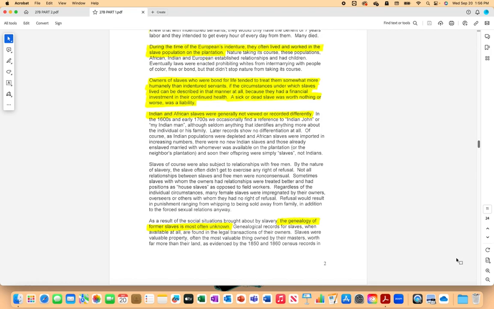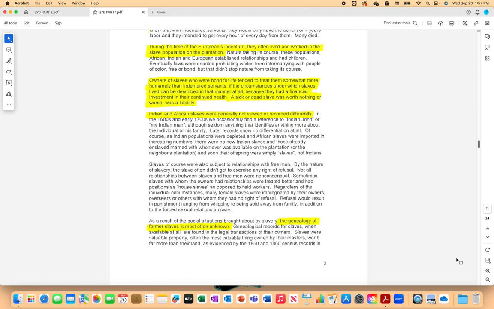During the time of the Europeans' indenture, they often lived and worked in the slave population on the plantation. Slave, worker, laborer, employee. Owners of slaves who were bond for life tended to treat them somewhat more humanely than indentured servants, if the circumstances under which slaves lived can be described in that manner at all, because they had a financial investment in their continued health. A sick or dead slave was worth nothing, or worse, was a liability.